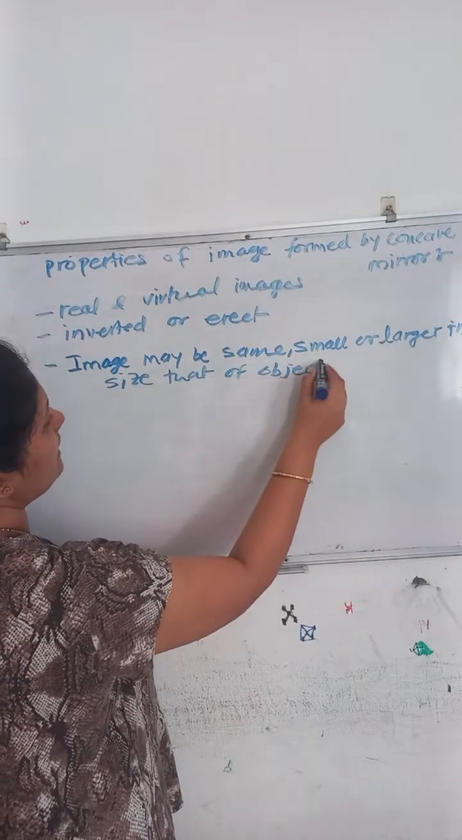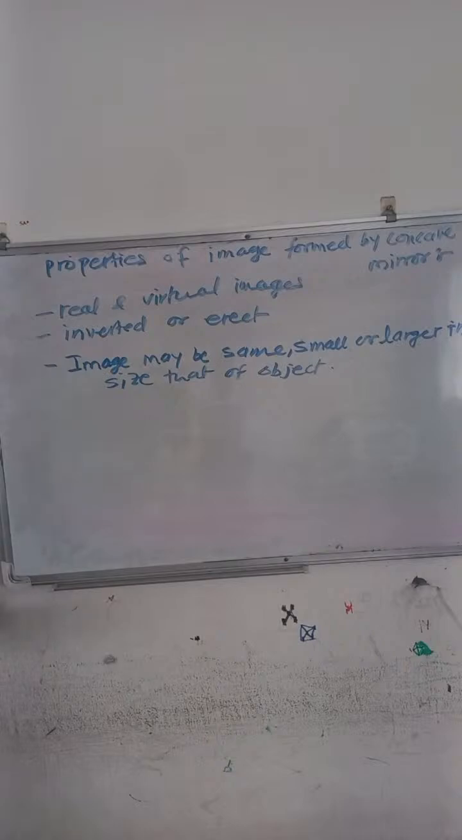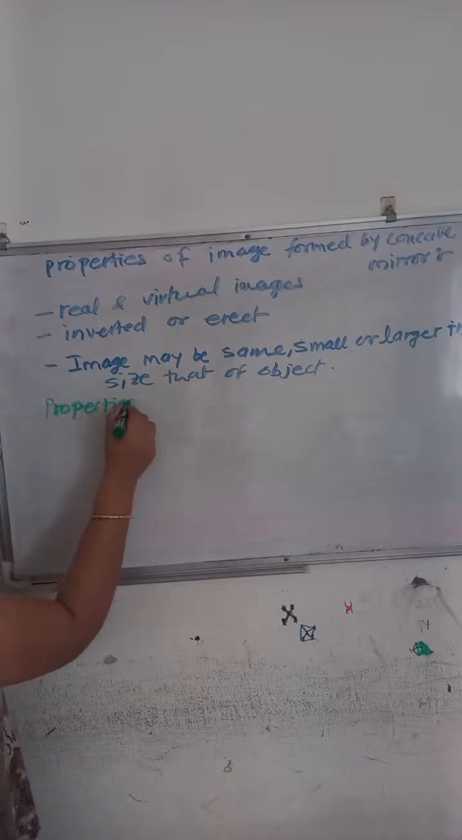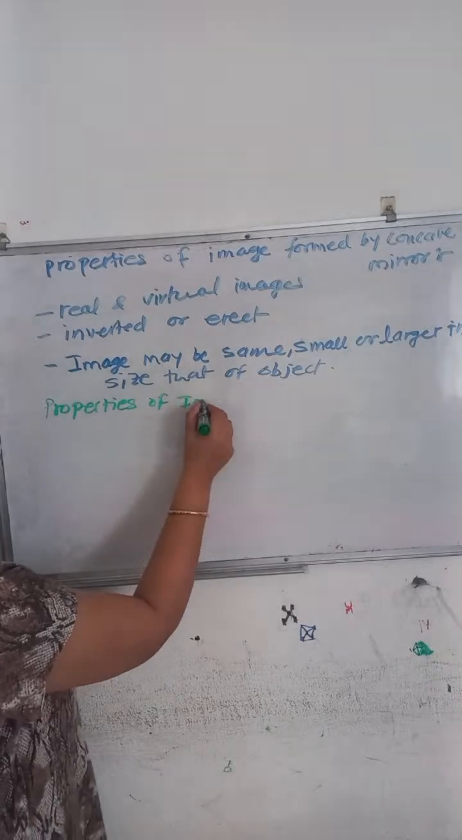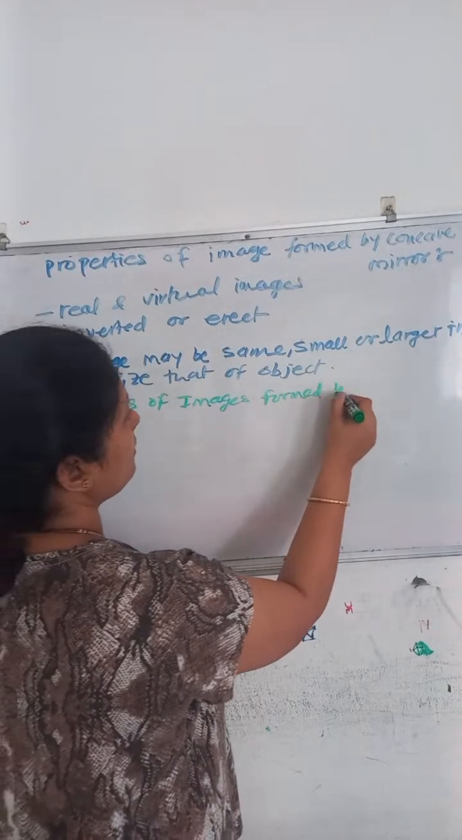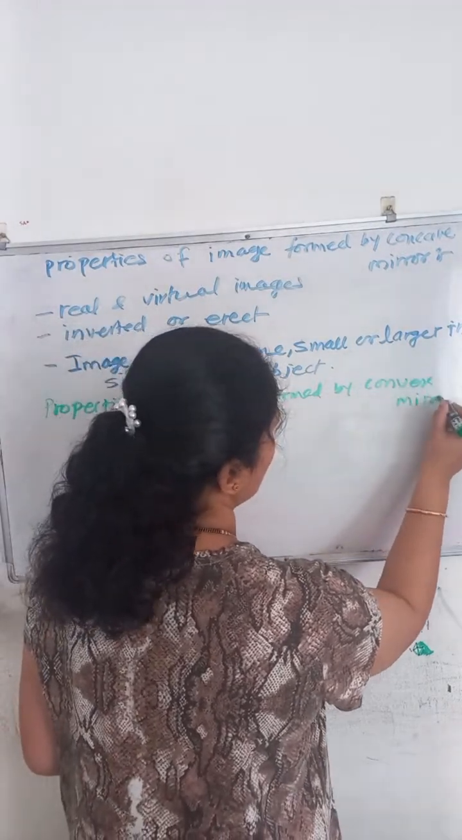Object. Okay, these are the properties of the image which are formed by the concave mirror. Very important. And here are the properties of images formed by a convex mirror.